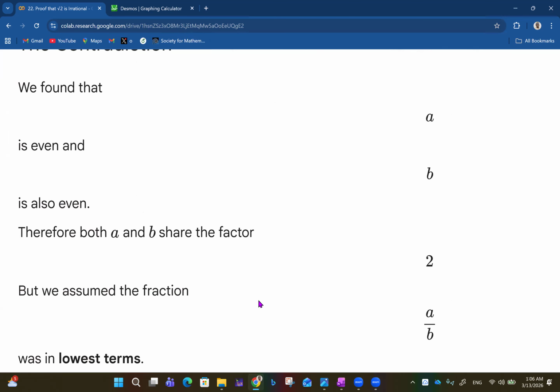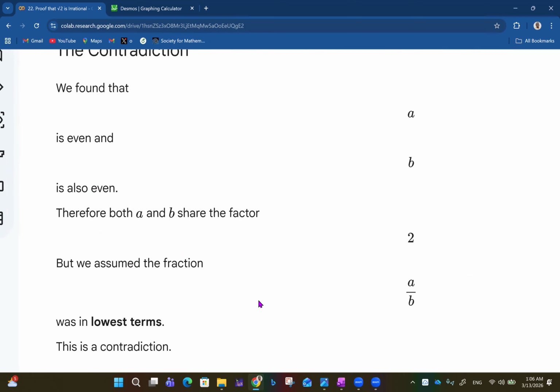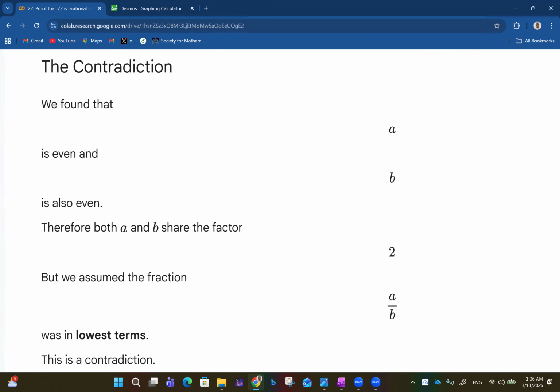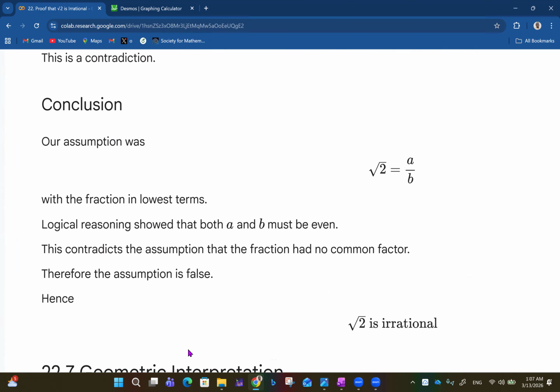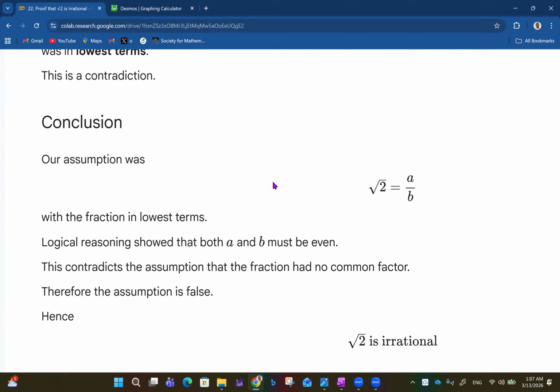So we have a contradiction on our hands now that we found that a is even and b is also even. Therefore, both a and b share factor 2. But the assumption we started with was that a over b is in its lowest terms. Now that they are both even and share factor 2, that is automatically a contradiction. Our assumption was root 2 equals a over b with the fraction in lowest terms. So logical reasoning showed that both a and b must be even. This contradicts the assumption that the fraction had no common factor, because a over b clearly has a common factor 2 now. Therefore, the assumption is false.